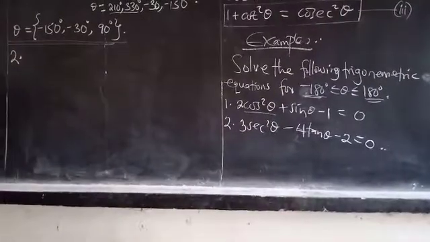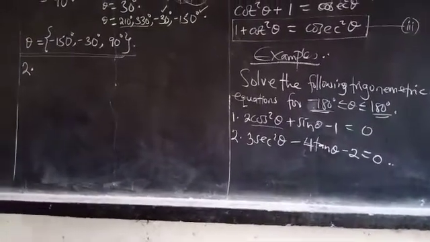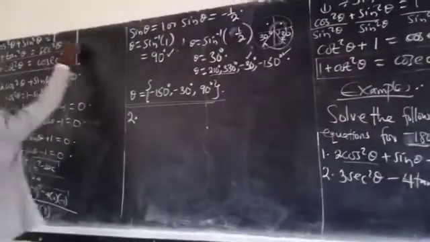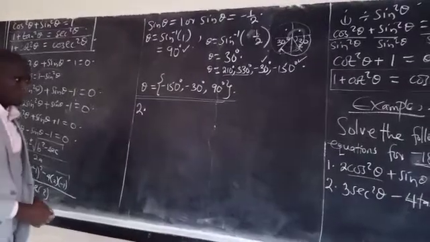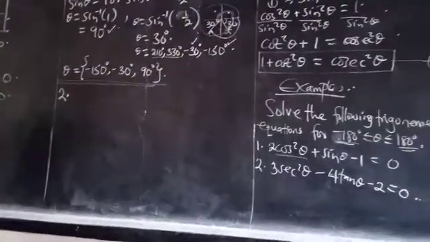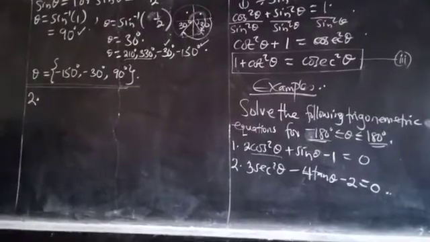Number 2, we have a sec. So when you check, the sec will fall in here, the sec squared and the tan squared. So the sec squared is 1 plus tan squared.